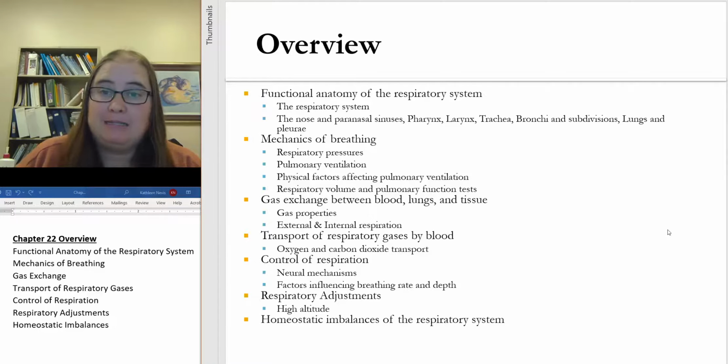Then we get into gas exchange, how exchange is going to occur between our blood and our lungs and blood and our tissue. This is where we'll talk about two specific laws. We'll talk about internal and external respiration. Then we get into talking about how we transport our respiratory gases in the blood.